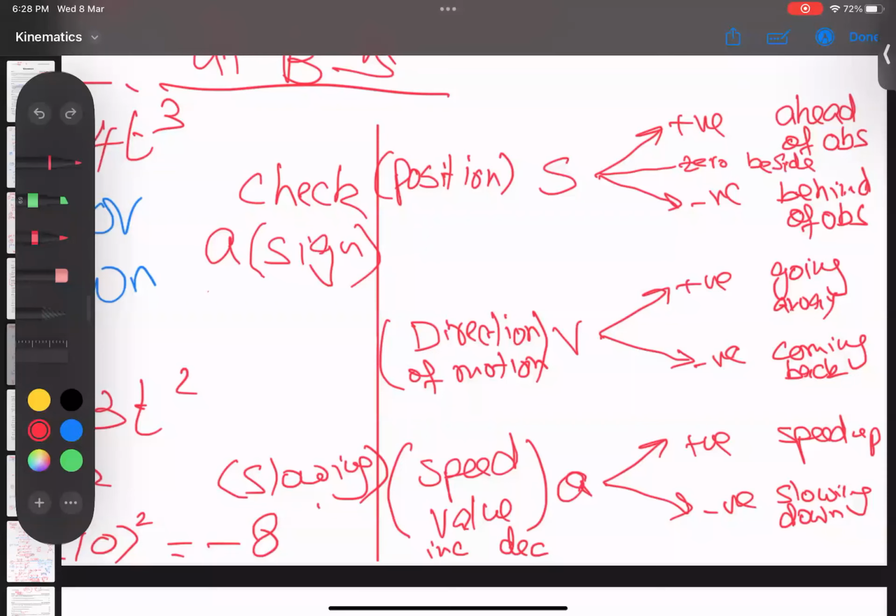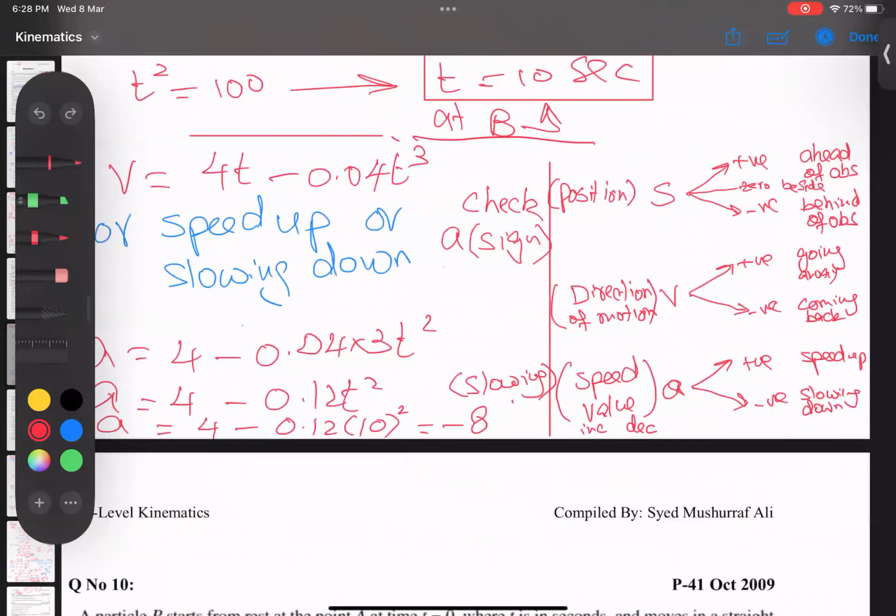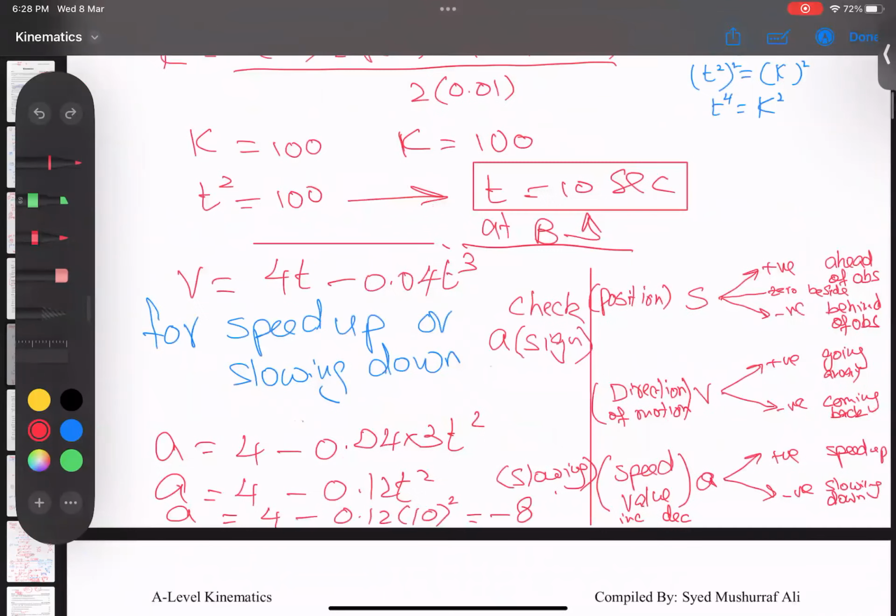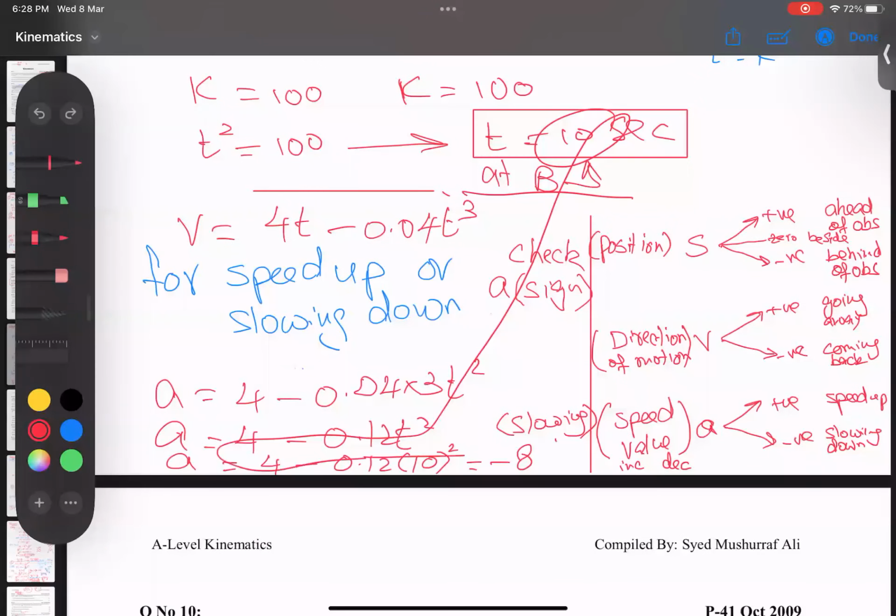And acceleration, how can we find speeding up or slowing down? Acceleration positive means speeding up and negative means slowing down. I think the idea is very clear. Then I plug into this equation and I got this answer. You can see I have the velocity expression, I differentiated it and got this derivative. Then I plug in this 10 in the equation. I got -8, slowing down.